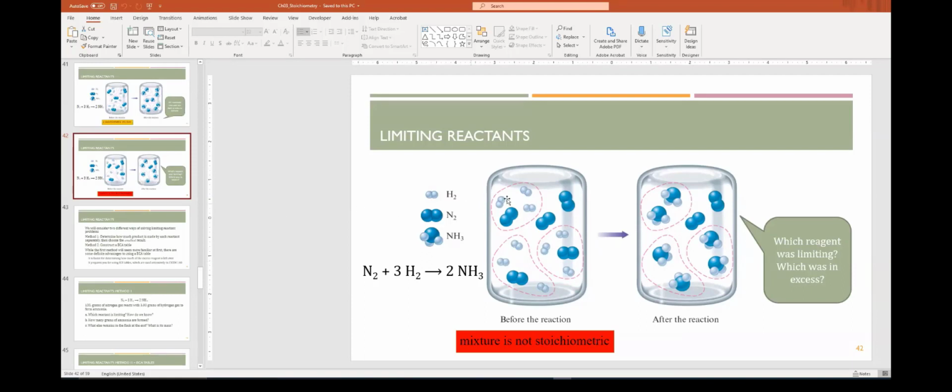Exactly. So if we look at this, let's say that each one of these molecules stands for a mole. There's 9 moles of hydrogen. 9 moles of hydrogen would be enough to form 6 moles of ammonia. There's 5 moles in this picture of nitrogen. That's enough to form 10 moles of ammonia. So which is the correct answer then, 6 or 10? It has to always be the smallest answer.